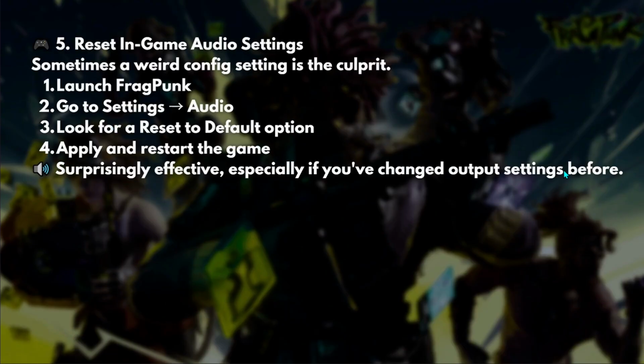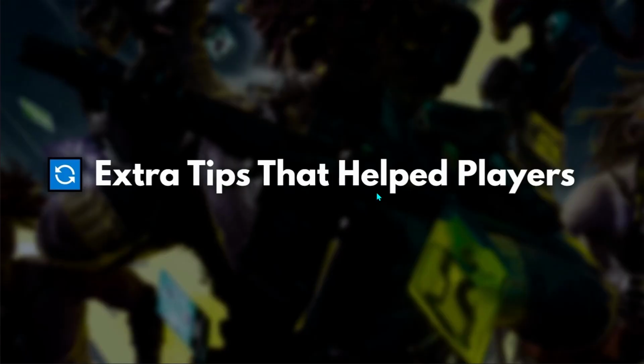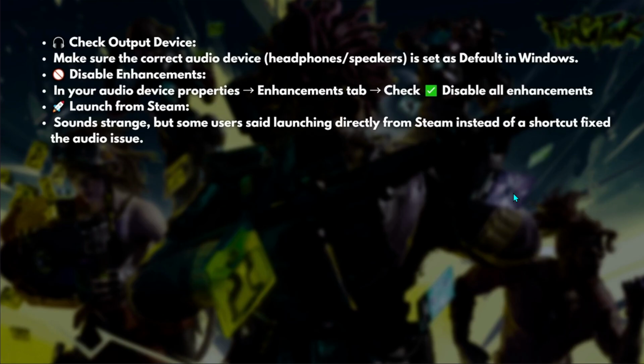Also, make sure your headphones or speakers are set as the default device in Windows. Go into your device properties, open the Enhancements tab, and disable all enhancements. And believe it or not, launching the game directly through Steam instead of a desktop shortcut has helped some players get their audio back. To improve things even more, you can test different output formats in the Advanced Audio settings.